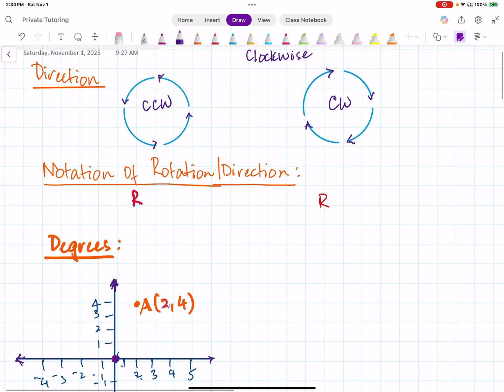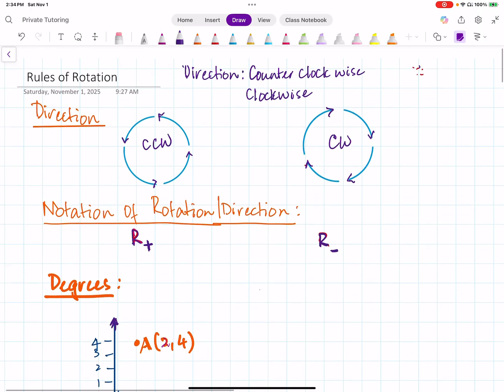Now, how do we write these notations? Counterclockwise is denoted by a positive sign, so that would be R positive. So you're talking about positive, meaning counterclockwise direction, and negative, R, which stands for rotation. Rotation negative is clockwise direction.